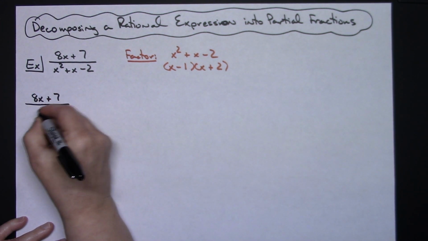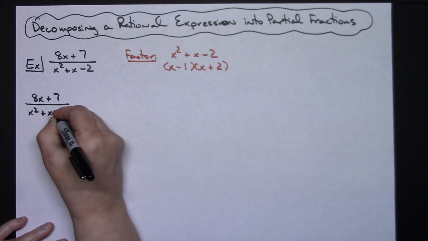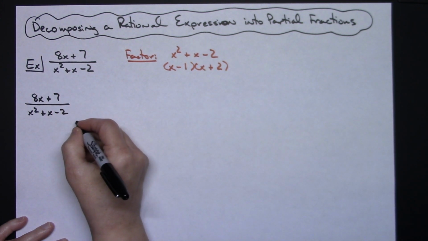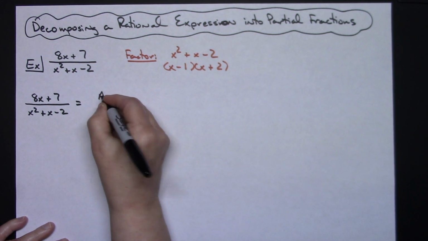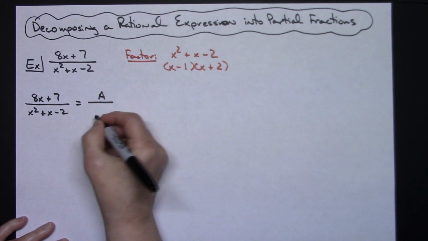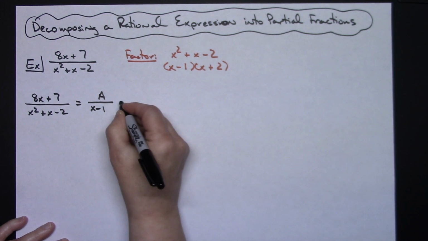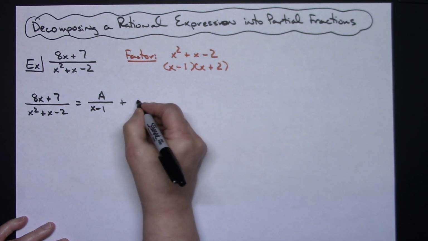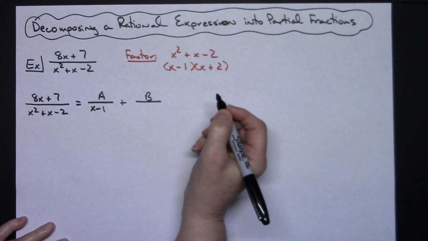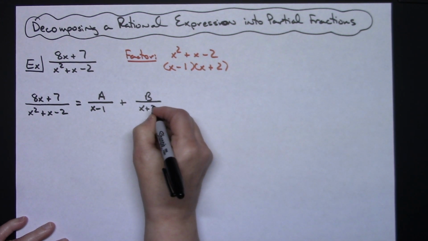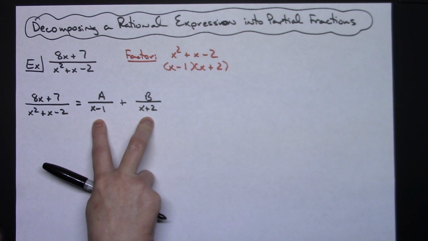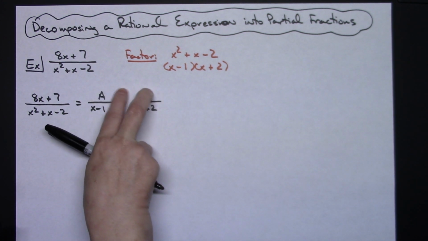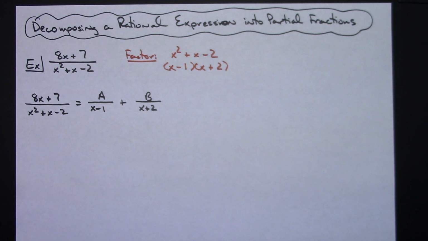plus 7 all over x squared plus x minus 2, which was my original rational expression. I know that's going to be equal to something, and I don't know what it's going to be, so I'm going to say A, over one of those factors, so x minus 1, alright, plus some numerator, which I don't know what it's going to be, B, over the other factor. Alright, because I know if I add these two fractions, I've got to get common denominators to add fractions, alright, and then whenever I add those tops, that would result in this original rational expression.